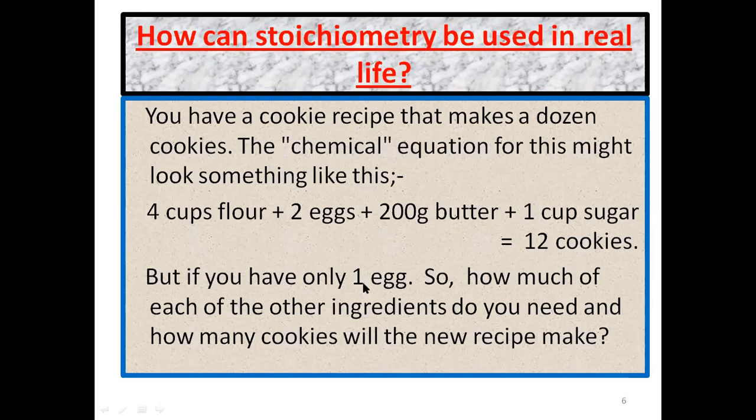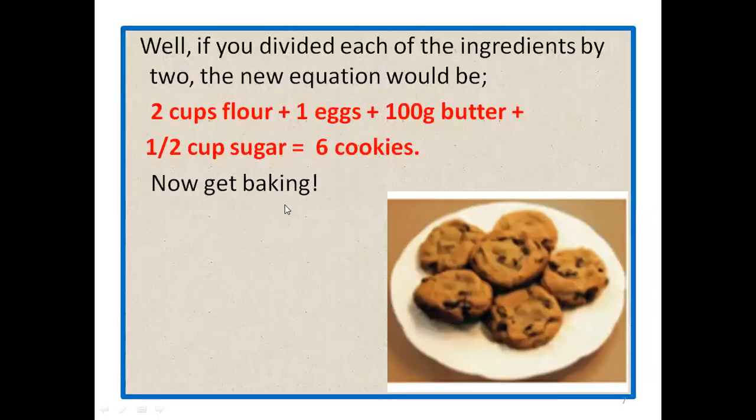But if you have only one egg, how much of each of the other ingredients do you need, and how many cookies will the new recipe make? If any one of the ingredients is changed in its amount, then the other ingredients may vary according to the first one. Well, if you divide each of the ingredients by 2, in case of having one egg, the whole recipe becomes 2 cups flour, 1 egg, 100 grams butter, half cup sugar, and they form 6 cookies.